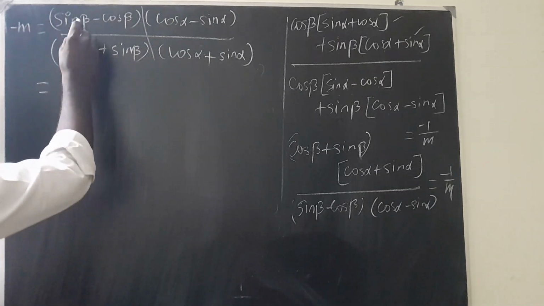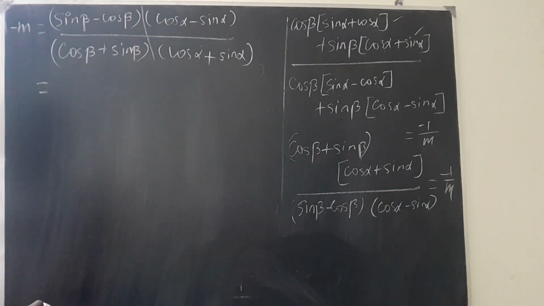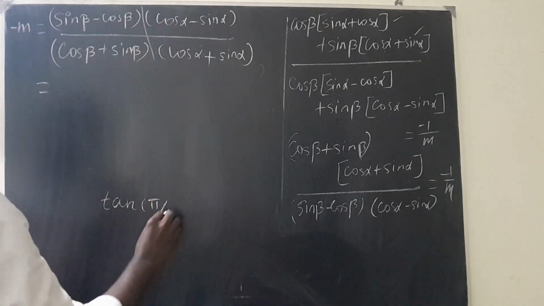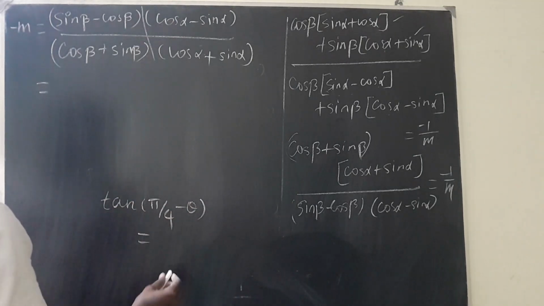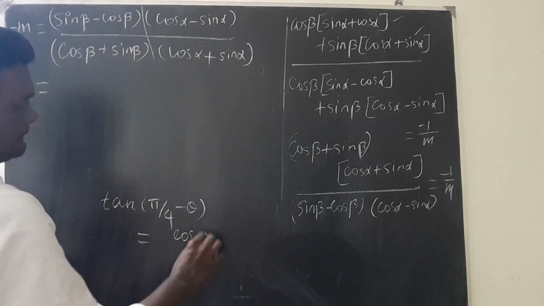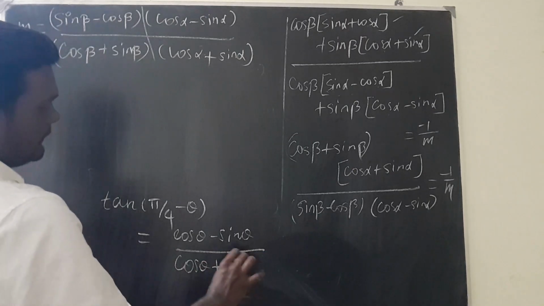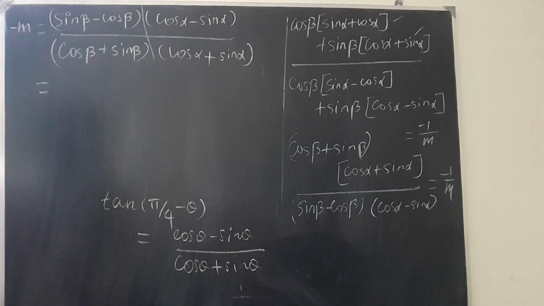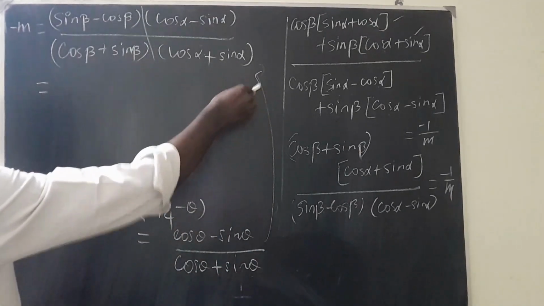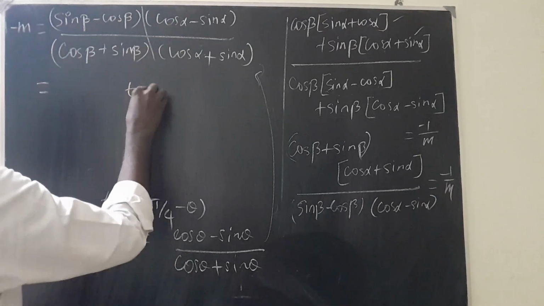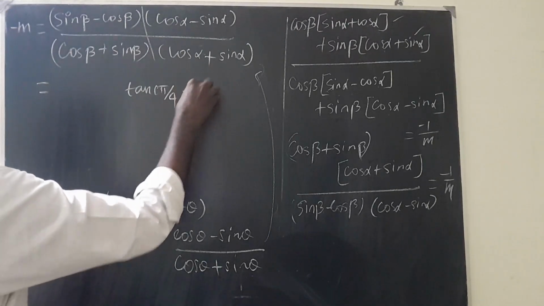So this looks like what formula actually? We have one formula. Can you remember? Tan pi by 4 minus theta is equal to cos theta minus sin theta divided by cos theta plus sin theta. Can you remember? Now the same applies here, is it or not? So there you can write tan pi by 4 minus alpha.